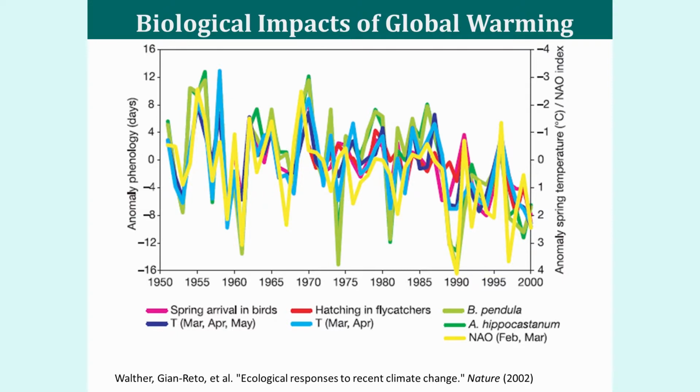And shown here in this nice colorful graph is the phenology of spring arrival of migratory birds, shown in pink, the hatching of birds, shown in red, and phenology of certain plant species, shown in green over there. Below that, we also see in blue the temperatures in March, April, and May, and the North Atlantic Oscillation. What's interesting in these results is, A, we see a decreasing trend in the days when some of these phenological events were observed, and that this is very closely related to the temperatures in these regions.